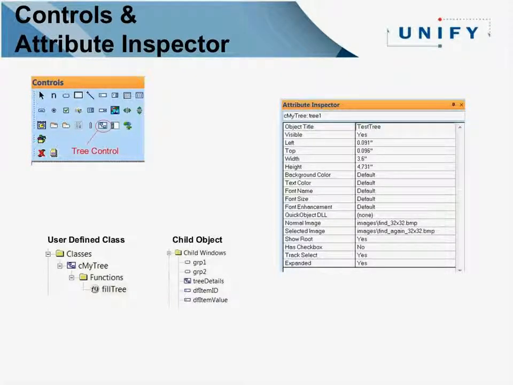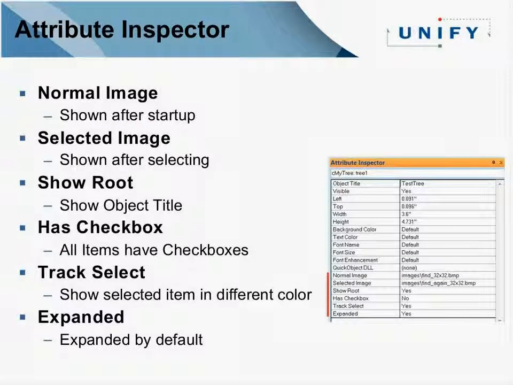In the Attribute Inspector, we have some useful attributes like the normal image, selected image, show root, and so on. On the next slide, I want to talk a little bit about them in detail. The last, let's say, 6 attributes are very important for the tree control. This is the normal image. This is shown after startup of the tree control. A selected image means if you select an item inside the tree control, you will have a special new image or the same image.